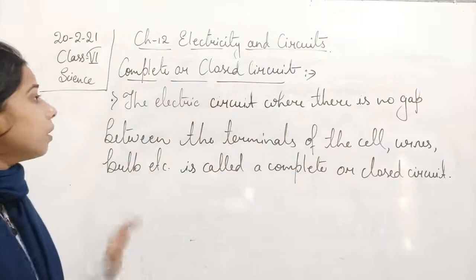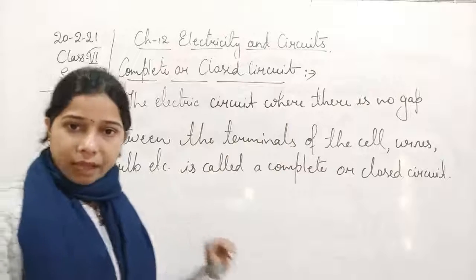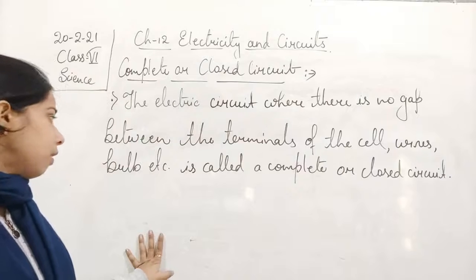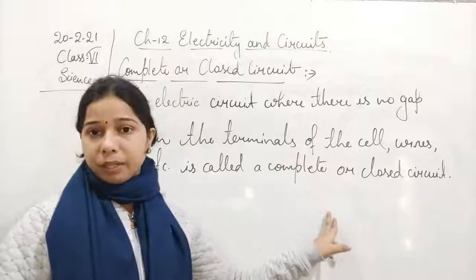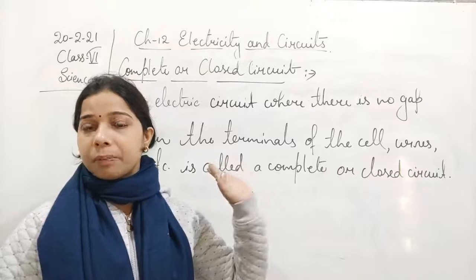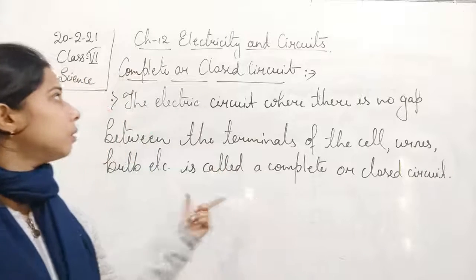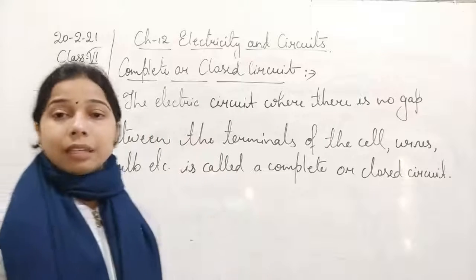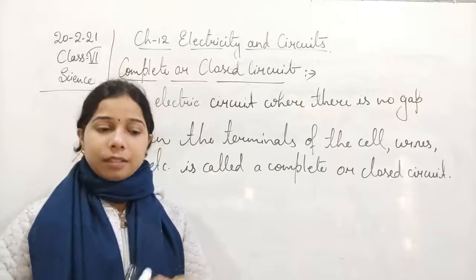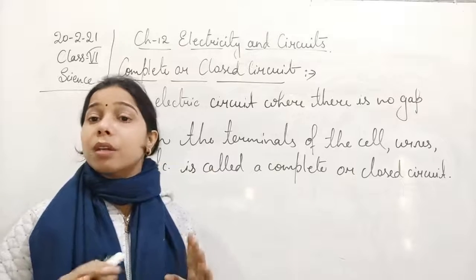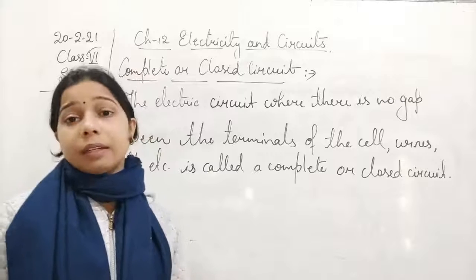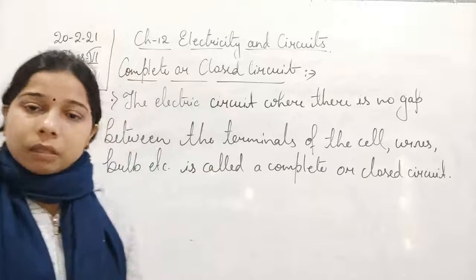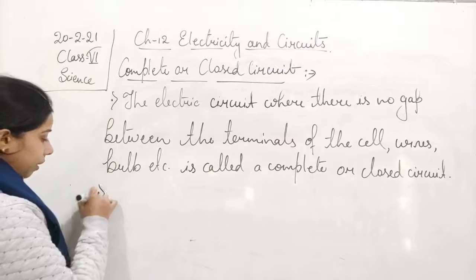So you see here, students, that in this electric circuit there is no gap present between the terminals of the cell and the wire, and this is called a complete or closed circuit. So when there is no gap in the circuit, it is a complete circuit or a closed circuit. Now when it is a closed circuit, a bulb lights up when the circuit is closed.